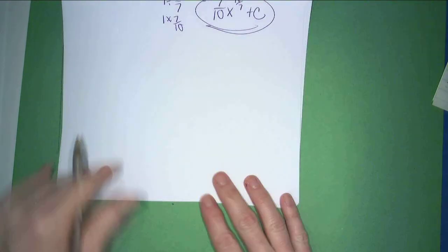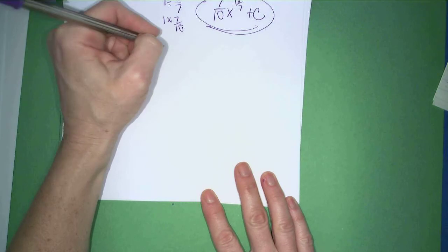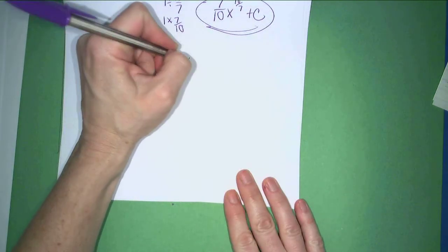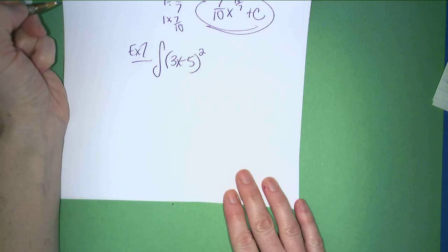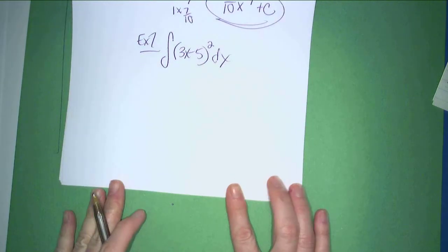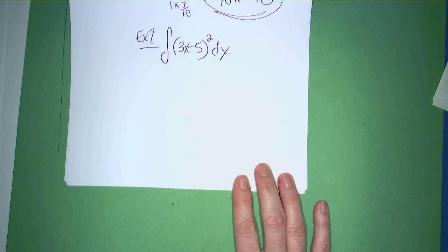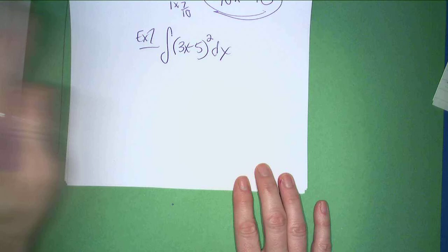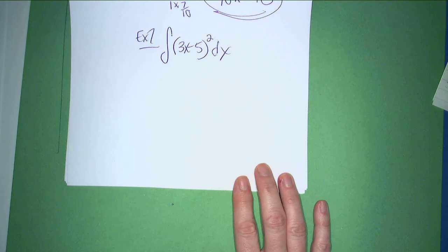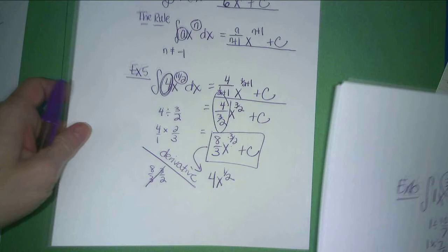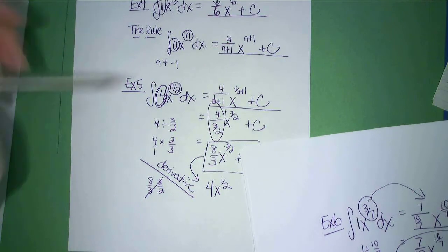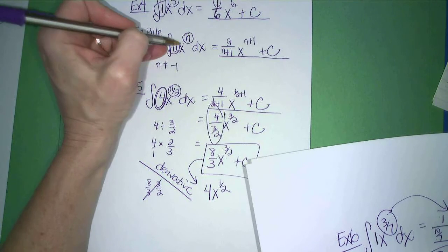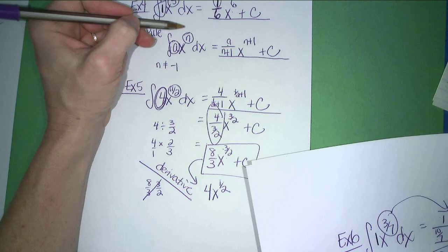Okay, next one, example 7, antiderivative. Let's do something like this. 3x minus 5, quantity squared dx. All right, we haven't learned an antiderivative rule that has anything to do with parentheses, squaring, none of it. The rule that we have only deals with functions like this, where you have a coefficient and then just a single x term raised to a power.